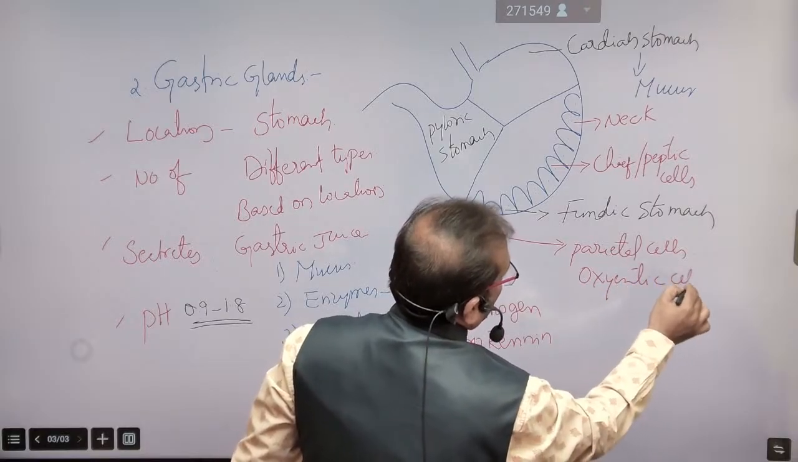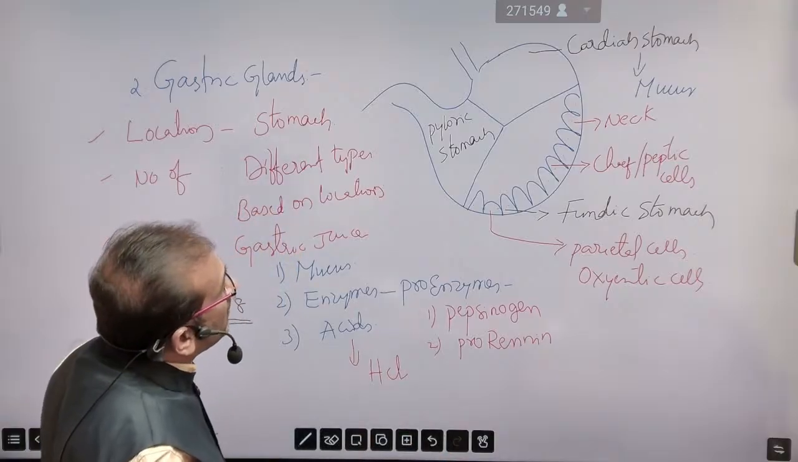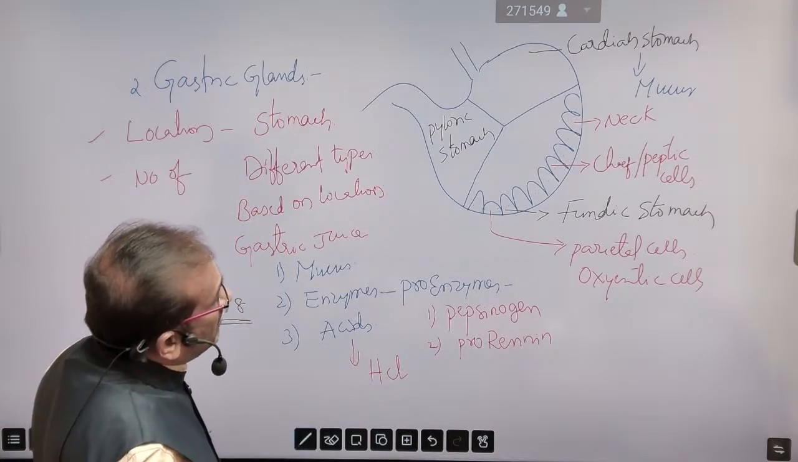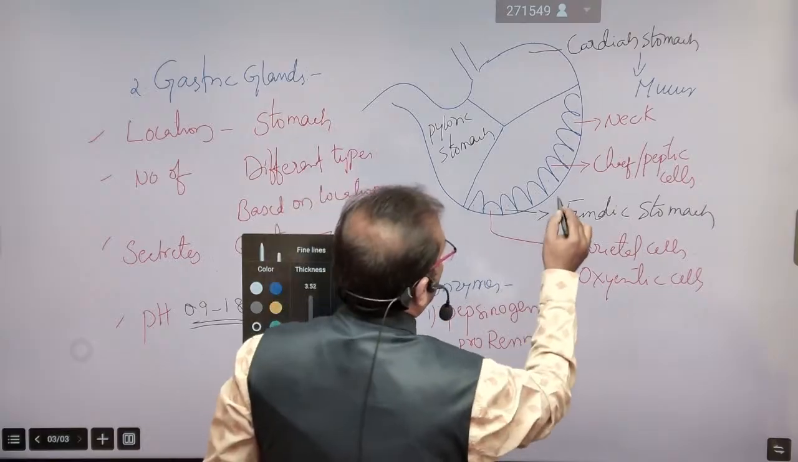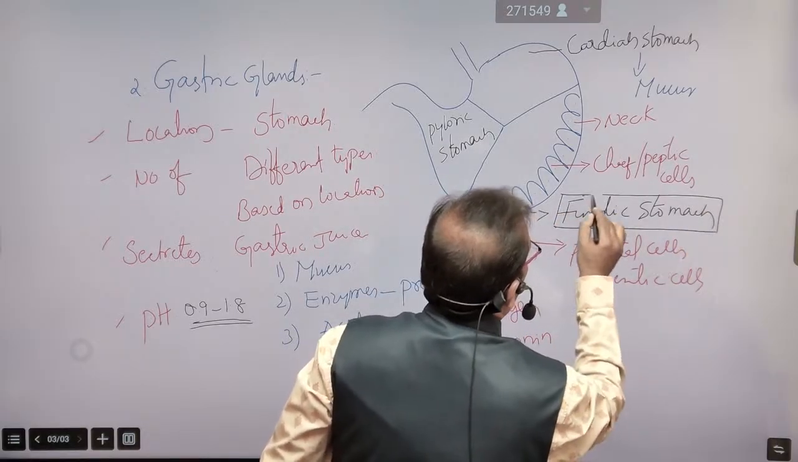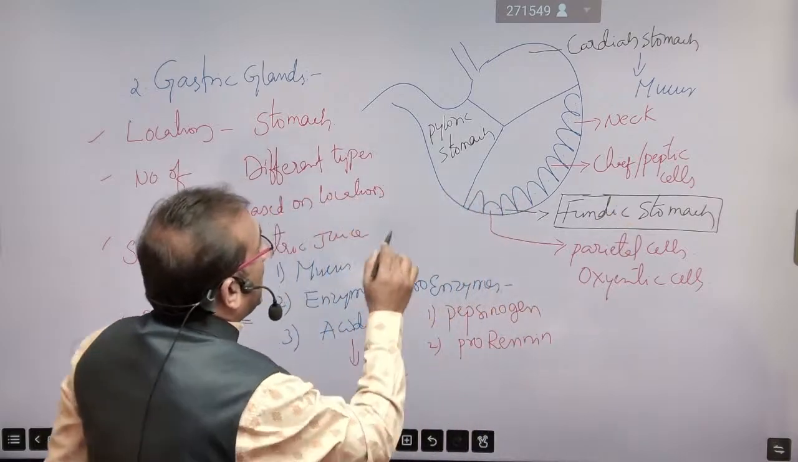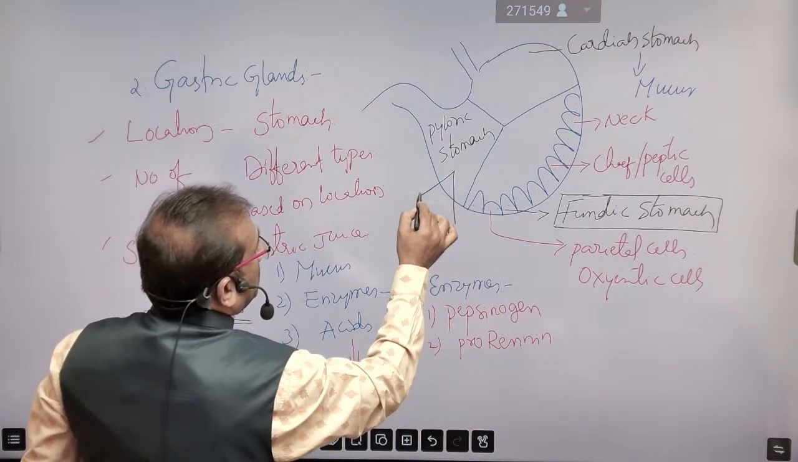Oxyntic cells. So these are the three different types of cells present in the fundic stomach. The fundic stomach is most important. For the exam point of view, it is most important.